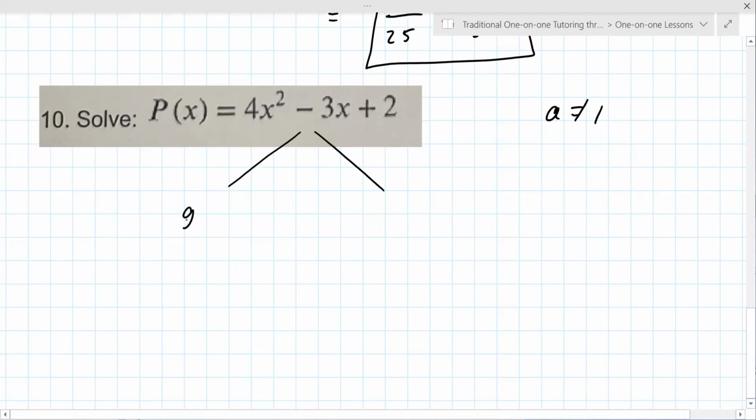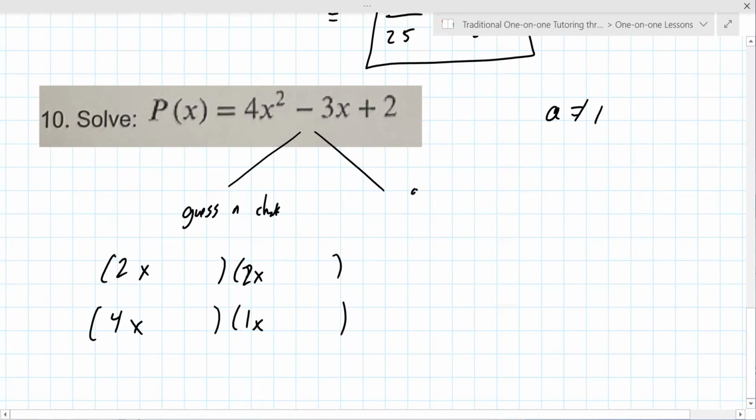So the guess and check, you end up making two cases. You say it's 2x and 2x, or it's 4x and 1x. The grouping is where you take this 4 and you multiply it by this 2. Which do you normally do, or which do you prefer for us to do? We usually do the grouping.